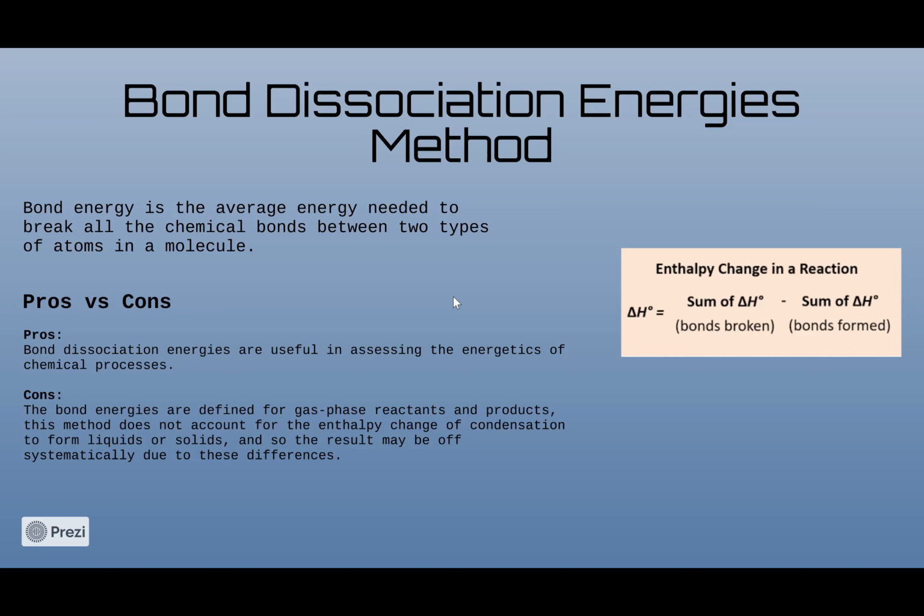But however, the bond energies are defined for gas phase reactants and products. This method does not account for the enthalpy change of the condensation to form liquids or solids. And so the results might be off systematically due to these differences. Also, in other words, their average values do not take into account a situation in which the bond strength is different from the average.